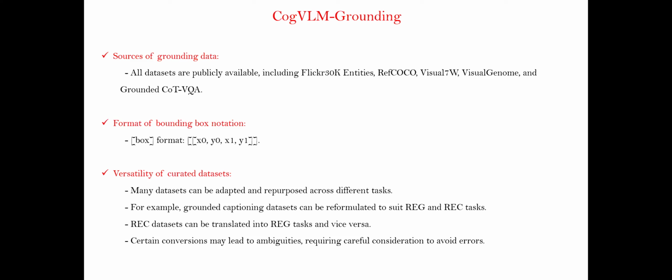Certain conversions may lead to ambiguities, requiring careful consideration to avoid errors. While preparing datasets, such as REC from REG or REG from REC, we have to ensure that the format is right and there are no errors. That is very crucial. So these are the two specific models developed out of a foundational model, CogVLM chat and CogVLM grounding. That's about instruction supervised fine-tuning.